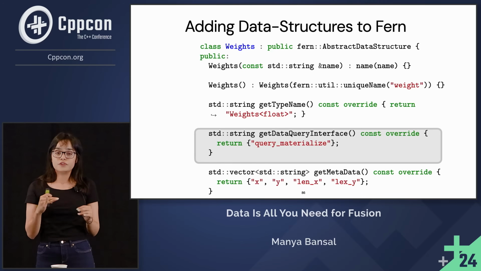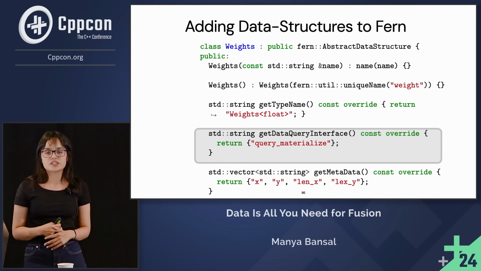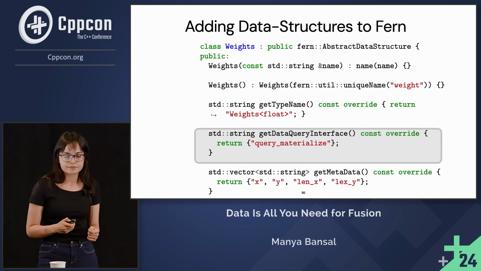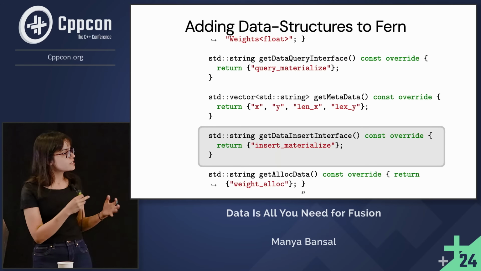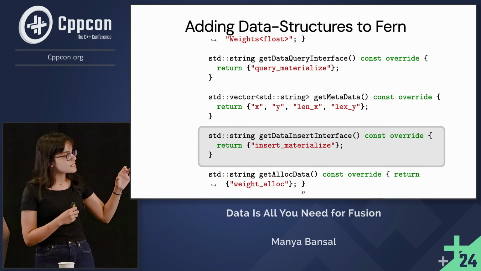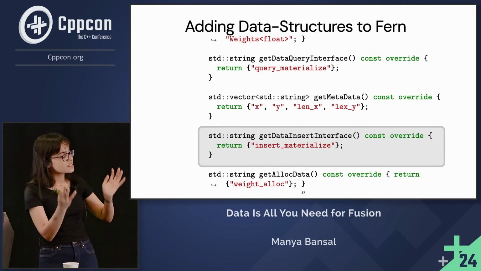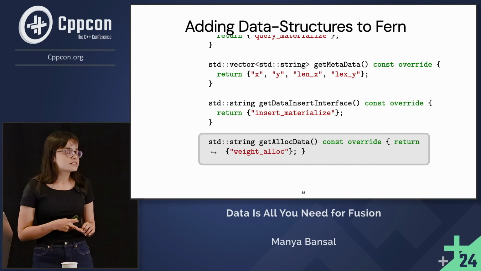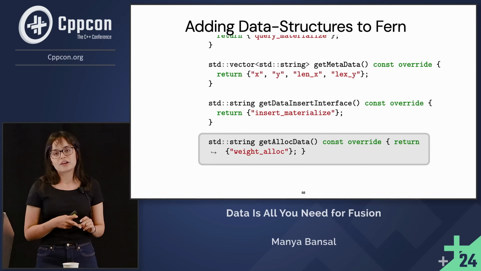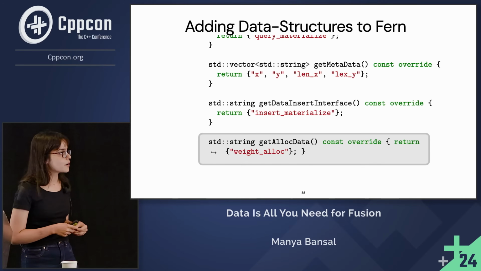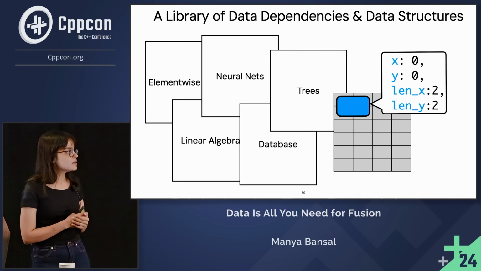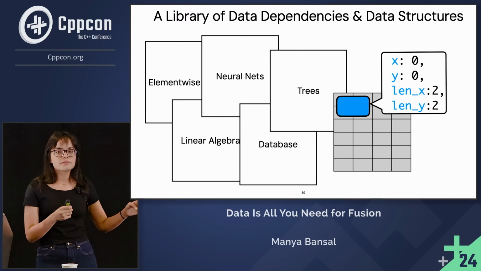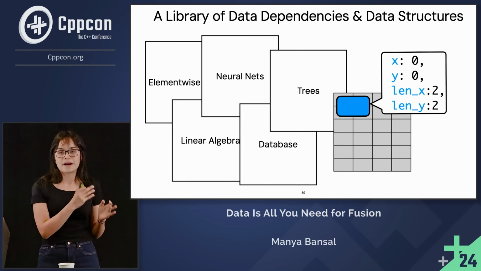We can also operate on views and not materialize everything. But again, your functions need to understand that they're operating on views. We also have an insert interface, so you can go in and insert subsets of your data structure into the original host outer data structure. And then we also need an alloc data structure, because we're going to be allocating intermediates when we're doing this computation, so we need to understand how to allocate subsets as well. So really, Fern is going to be a library of data dependencies and data structures. And once you do this for some function and for some data structure, you're all ready to write pipelines in Fern.